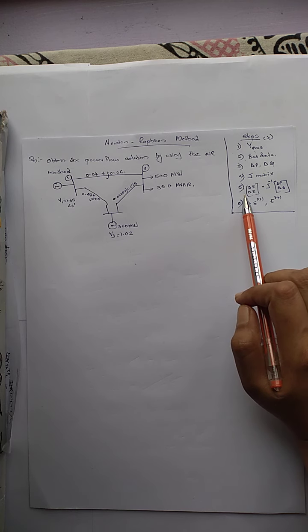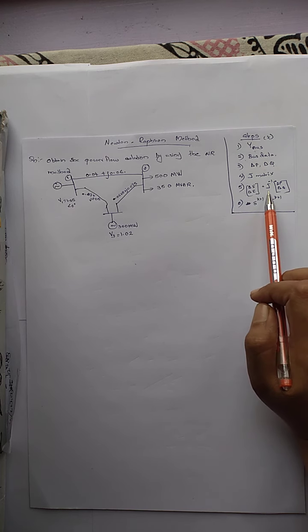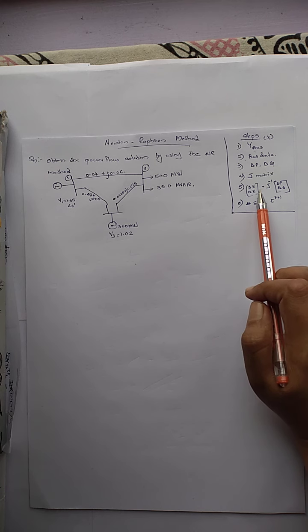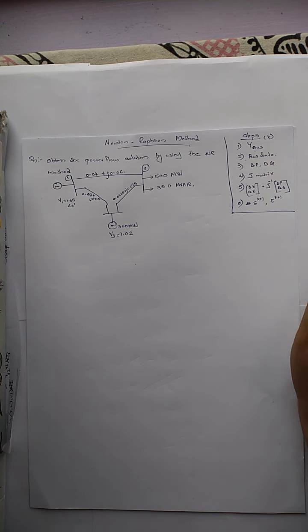Then in the fifth step we will find delta delta and delta E, which is equal to J inverse of delta P delta Q. In the next step we will go for the next iteration, that is we have to find delta and E for the next iteration. So we will take E k equal to E k minus 1, that is the previous iteration value, plus delta E, that we found from the previous iteration. These two we will add to find the next iteration value.